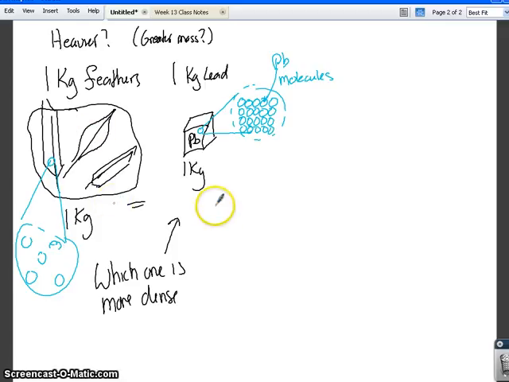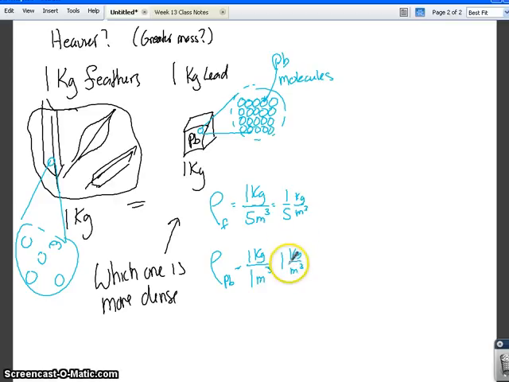So if I did the equation for both of these, the density of feathers is 1 kilogram over, we'll say, I don't know, 5 meters cubed, volume. And the density of lead is 1 kilogram over 1 meter cubed. These numbers are not accurate, by the way. The density of feathers would be 1/5 kilogram per meter cubed, and this would be 1 kilogram per meter cubed. So you can see from the math right here that lead is more dense than feathers, even though those are just numbers I made up right now. So that's what density is. How much space does something take up?